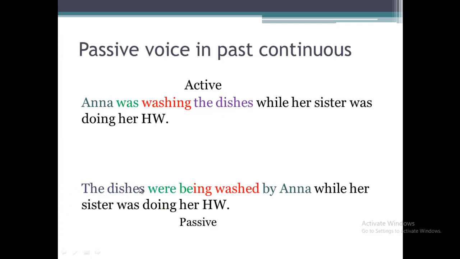Here we go. The dishes, which is the object, it's plural, so was would be were, being with the ing. Finally, the action with a past participle form. Okay, it's like were being washed. Finally, if I want to mention the subject, by Anna, while her sister was doing her homework. Okay, again, Anna was washing the dishes while her sister was doing her homework. I should have used singular instead, but it's okay. The dishes were being washed by Anna while her sister was doing her homework.